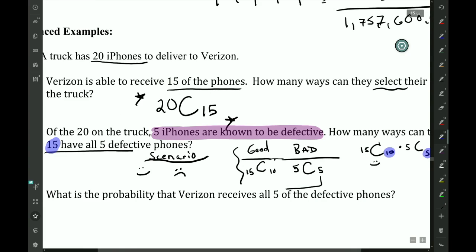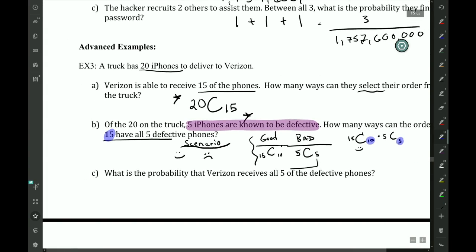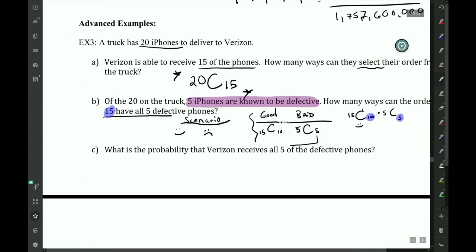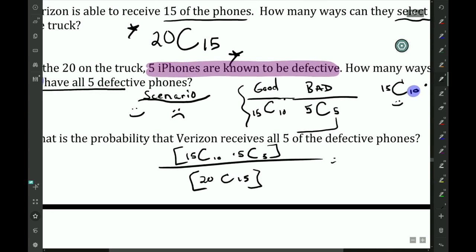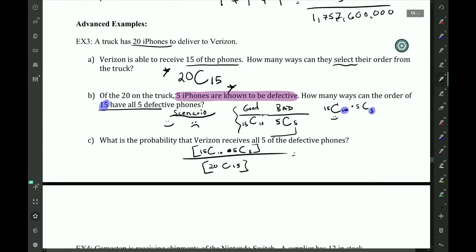Now, what's the probability? Once you decipher those first 2 pieces, it is simply 15 choose 10 times 5 choose 5, all over 20 choose 15. That would simplify out, but for time's sake, I'll just let you write these down for right now. Just practice with those.